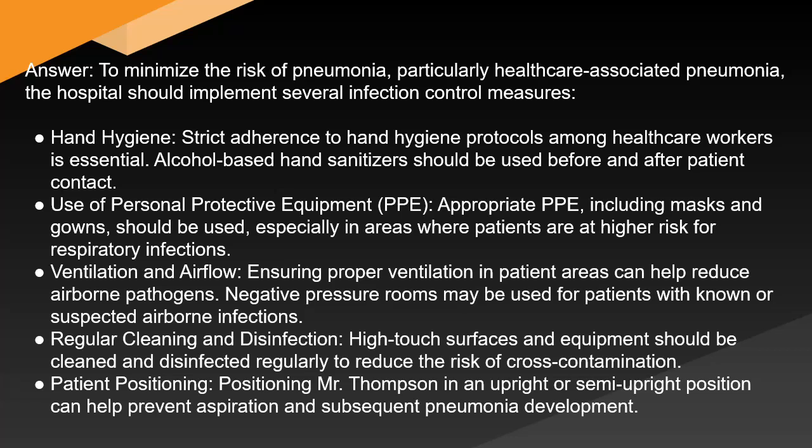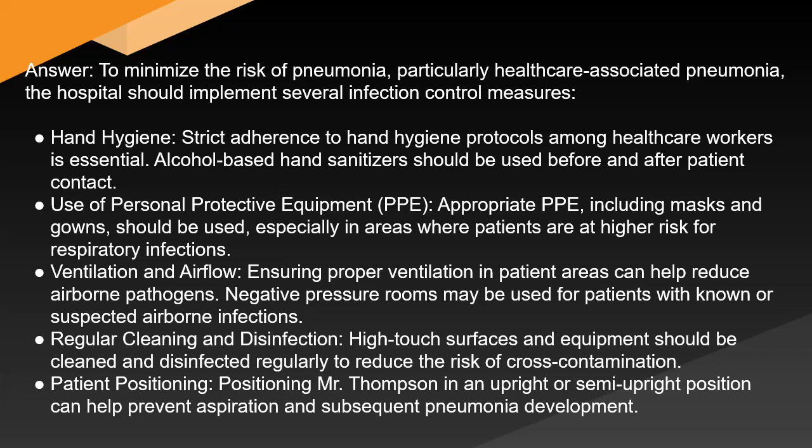Appropriate PPE, including masks and gowns, should be used, especially in areas where patients are at higher risk for respiratory infections. Ventilation and airflow. Ensuring proper ventilation in patient areas can help reduce airborne pathogens. Negative pressure rooms may be used for patients with known or suspected airborne infections. Regular cleaning and disinfection. High-touch surfaces and equipment should be cleaned and disinfected regularly to reduce the risk of cross-contamination.